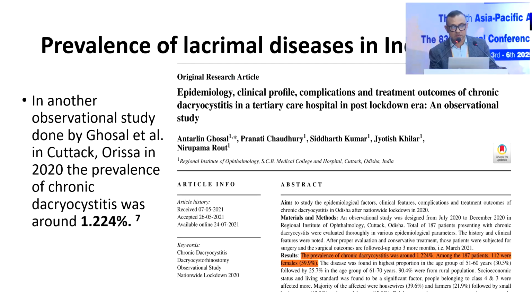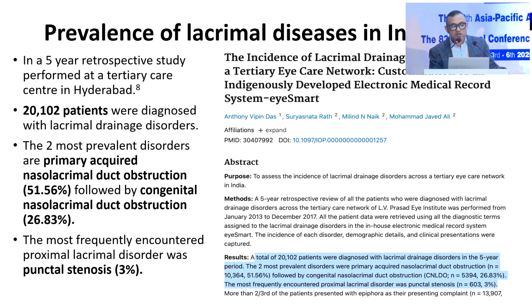commonly affected. This is another study done at Cuttack, Orissa, where they found the prevalence of chronic dacryocystitis to be 1.224%. Now this study was carried out at Hyderabad in a tertiary care center. It is a retrospective study. They found the two most prevalent disorders were primary acquired nasolacrimal duct obstruction, followed by congenital. The most frequently encountered proximal lacrimal disorder was punctal stenosis.